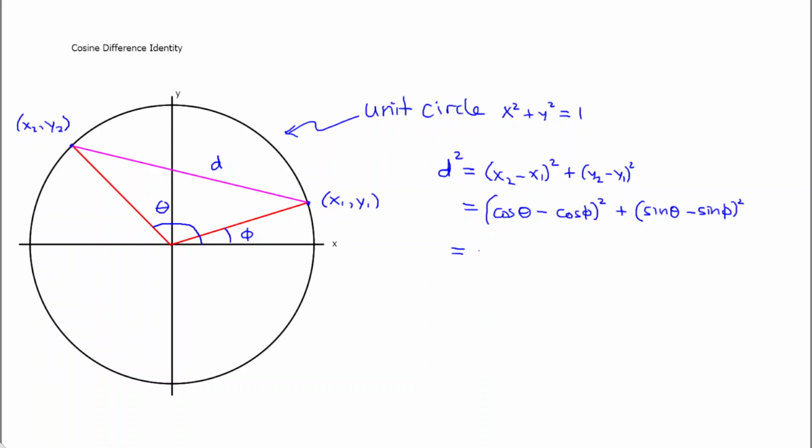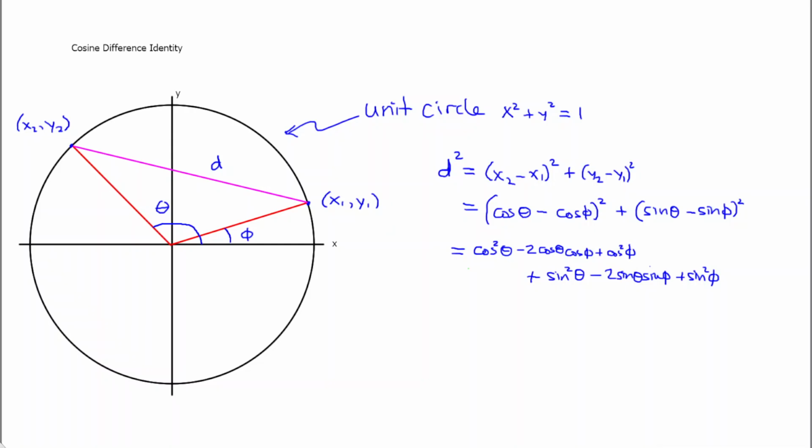So let's just FOIL those out, which we know how to do. I'm going to take the square of the first term minus, in this case, 2 times the product, cosine theta, cosine phi, and then the square of the last term. Let's do the same thing with that second binomial. So we're going to get sine squared theta minus 2 sine theta sine phi plus sine squared phi.